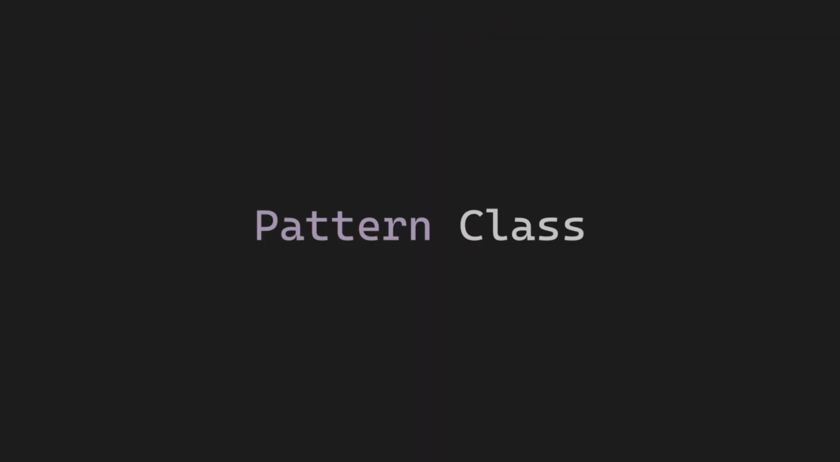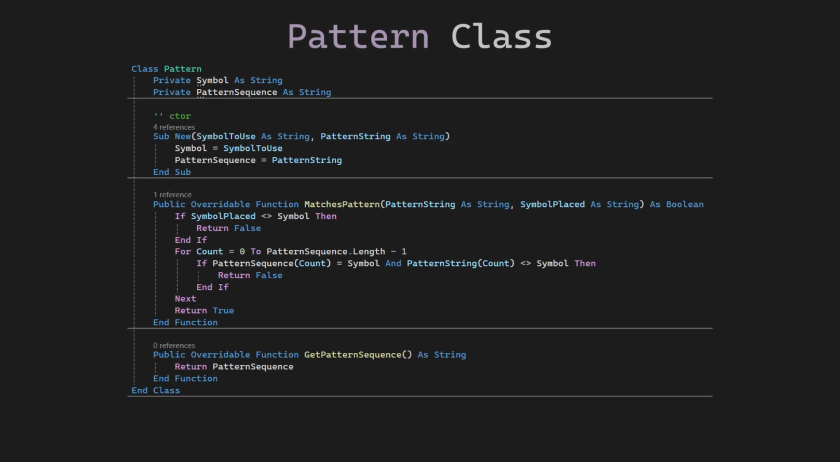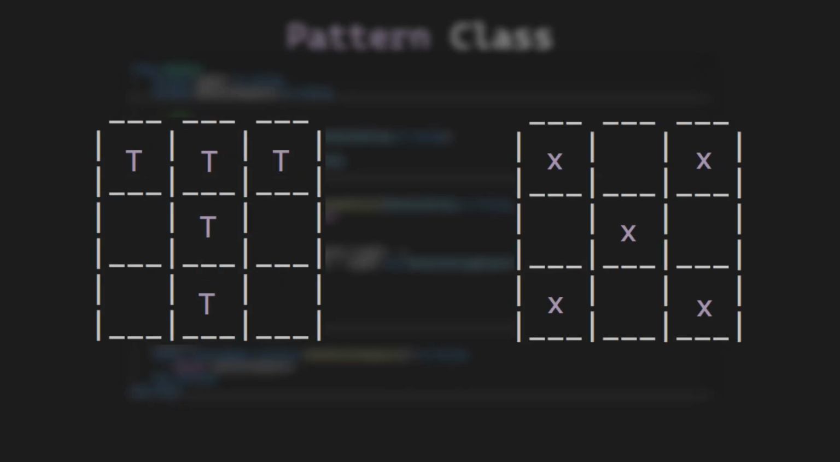The pattern class is also another simple class. We have 2 fields, a constructor and 2 methods. Let's go over the fields first. If you recall, in this game we need to make symbols out of letters using their respective letters. So we use T's to make a T in a 3x3 grid or an X in a 3x3 grid.